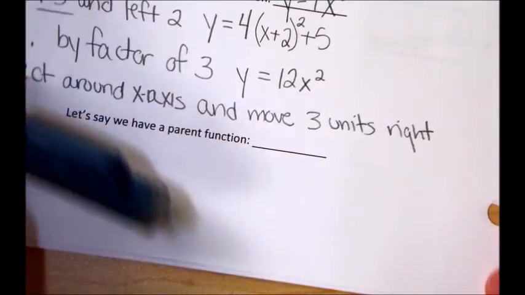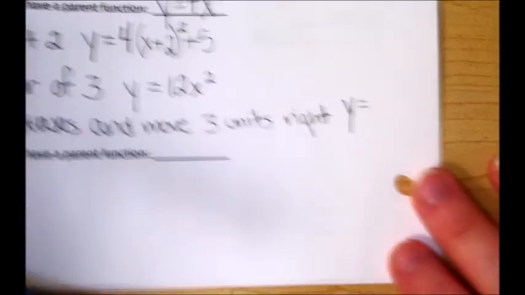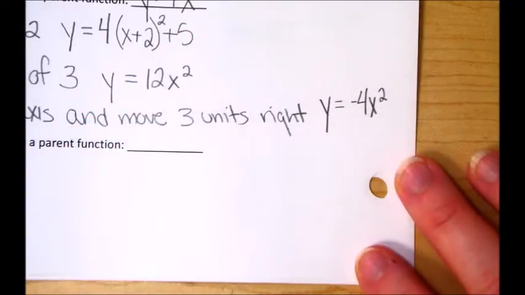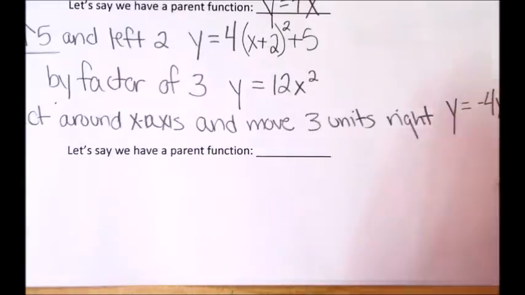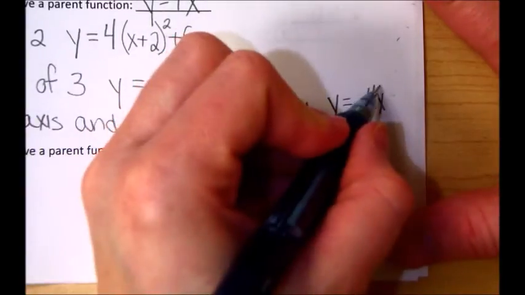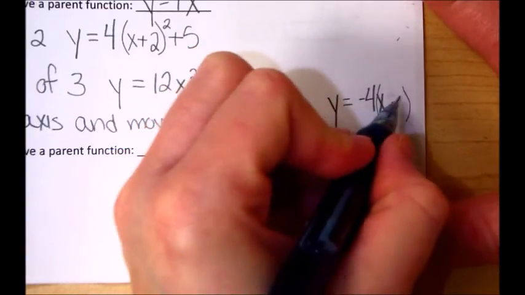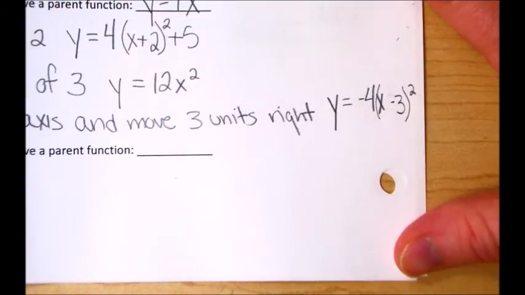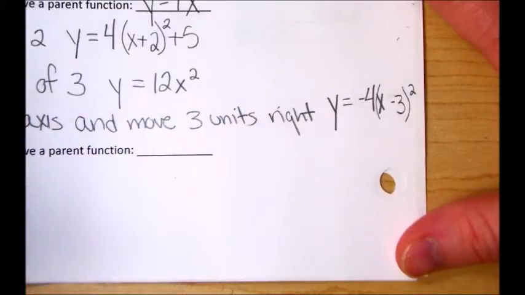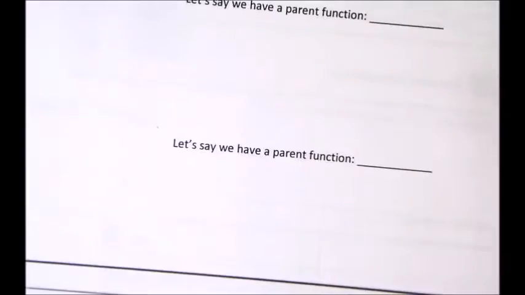Ready? So to reflect it around the x-axis, we do y equals, we just have to make it negative, so negative 4x squared. And to move it 3 units right, I need to erase that squared. To move it to the right, x needs to be in parentheses, and we need to have a minus 3 with our squared. So this negative sign reflects it, and this minus 3 inside moves it to the right. We could do another example, but I think we're going to have plenty as we move on.